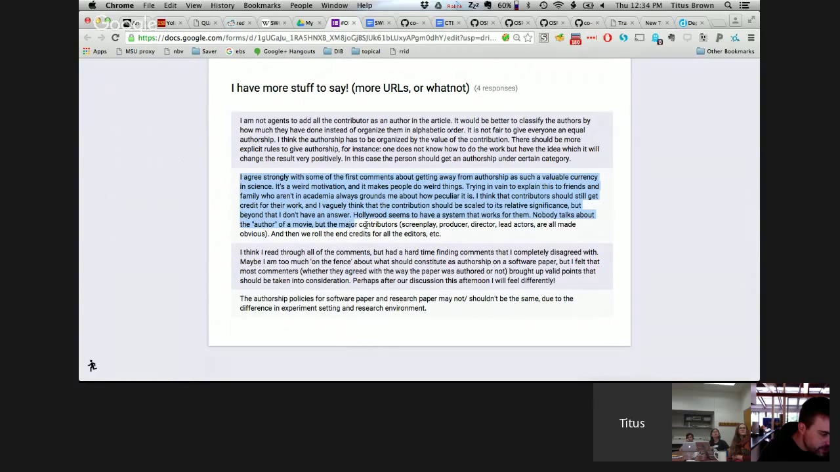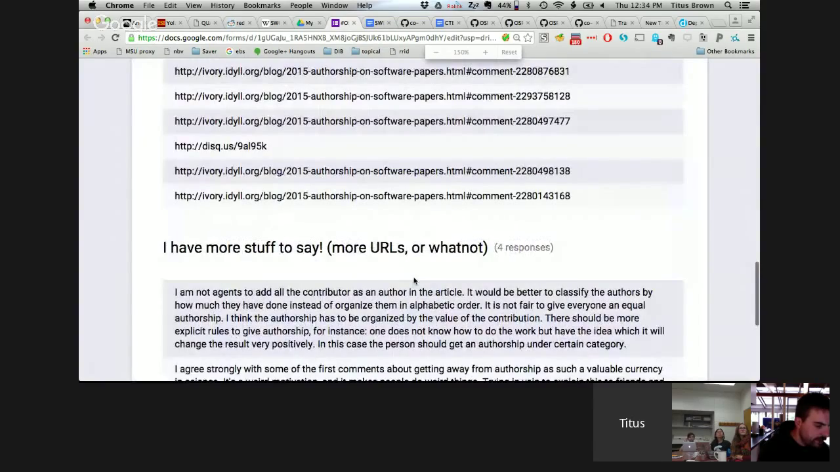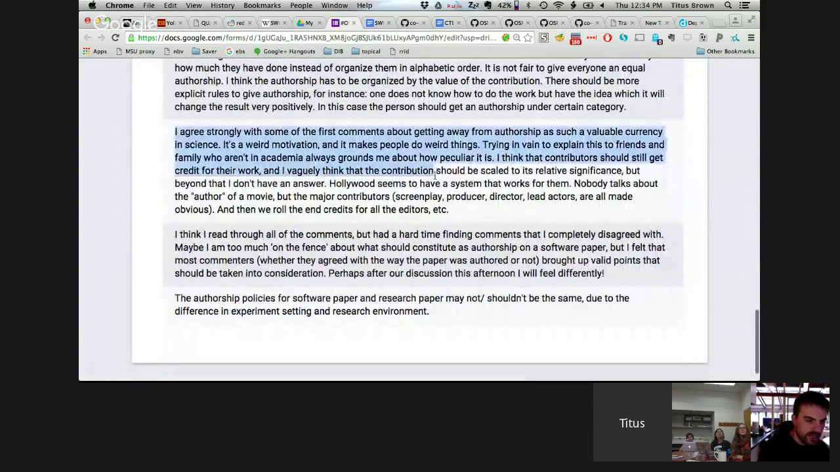I really like this comment. I don't know if you can read it. "I agree strongly with some of the first comments about getting away from authorship as such a valuable currency in science. It's a weird motivation, and it makes people do weird things. Sometimes I try to explain this to friends and family who aren't academics. Hollywood seems to have a system that works for them. Nobody talks about the author of a movie, but the major contributors are all made obvious, and then we roll the end credits for all the editors, etc."